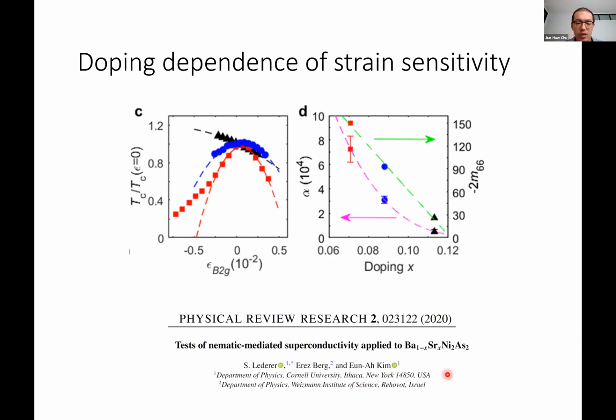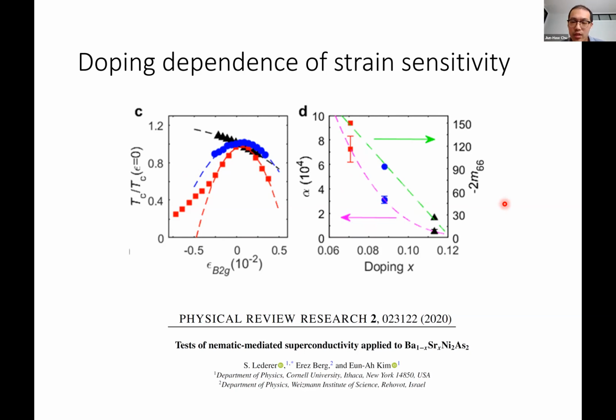They are considering a different system, but the same idea is that if you can use strain as a way to measure the change of Tc and then correlate that with nematic susceptibility, then this could be a test, like the isotope test, to test the pairing mechanism of the superconductor. And one thing they pointed out is that because this strain sensitivity is ultimately proportional to the nematic susceptibility squared, we do expect a stronger doping dependence for strain sensitivity compared to nematic susceptibility.